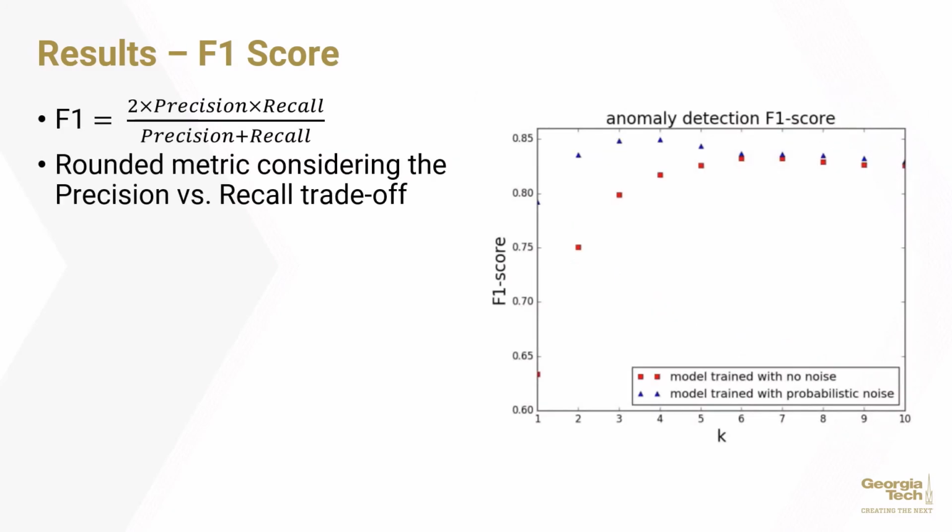And so now looking at the F1 score, and this is sort of a more rounded metric that considers the precision and recall trade-off. It's 2 times the product of precision and recall divided by the sum of precision and recall. And so we can see here that a value of k equals 4 achieved the highest F1 score with the probabilistic noise. And so that tells us that the method used for selecting that value of k did a good job, and it did choose the optimal value of k.